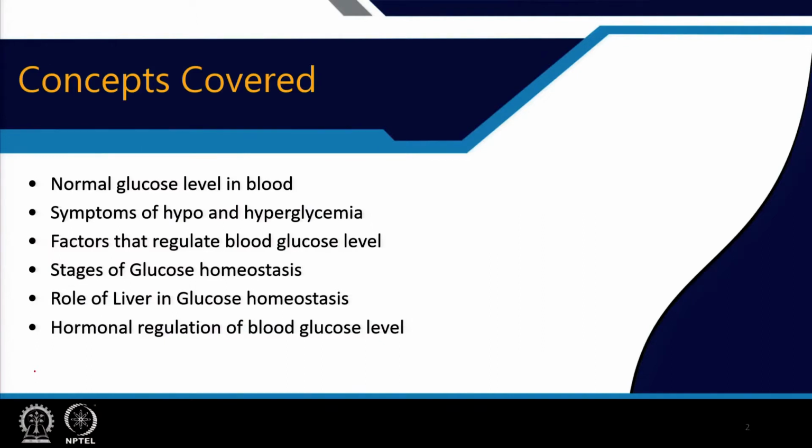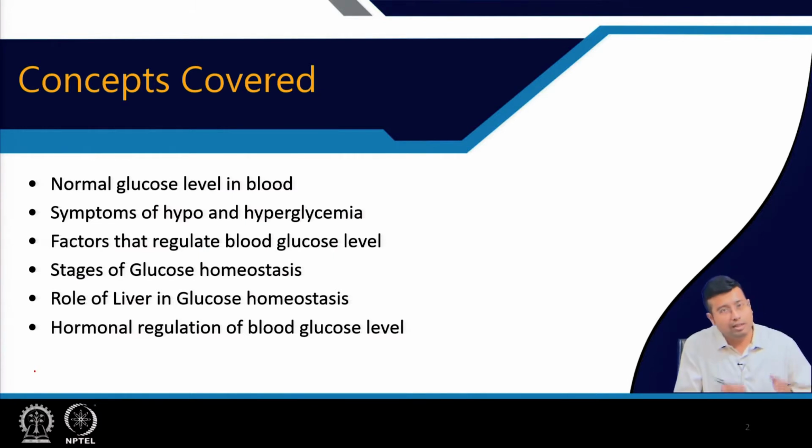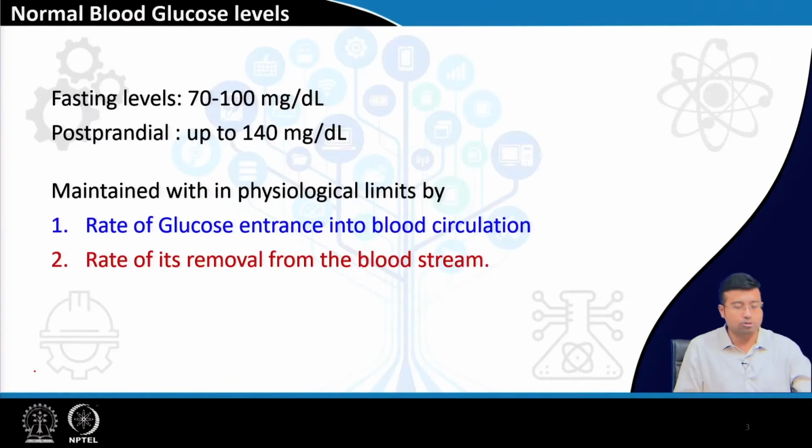We will be understanding what is the normal level of glucose, what are the symptoms of hypo and hyperglycemia, and what are the factors that regulate blood glucose level. We will be discussing how this glucose level is maintained. So, glucose homeostasis, we will discuss how liver plays an important role, and we will also be discussing what hormone plays role in maintaining this blood glucose level.